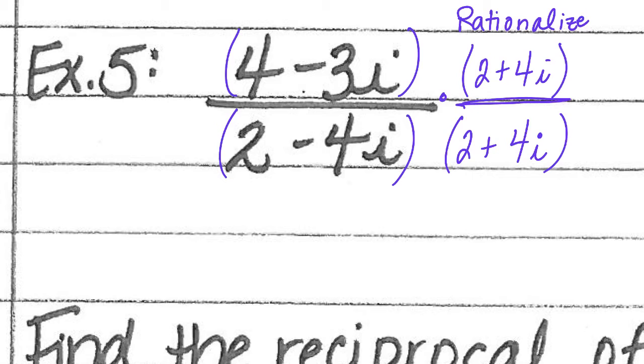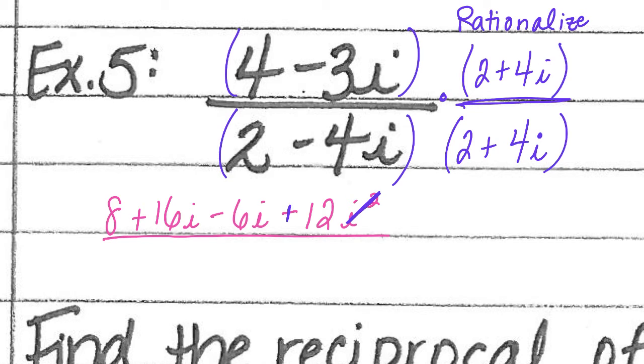So the top, 4 times 2 is 8. Outer terms, 16i. Inner terms, minus 6i. Last terms, negative 12i squared. Ooh, but I know that i squared is going to make this positive. I squared is equal to negative 1. Good. On the bottom, 2 times 2 is 4.